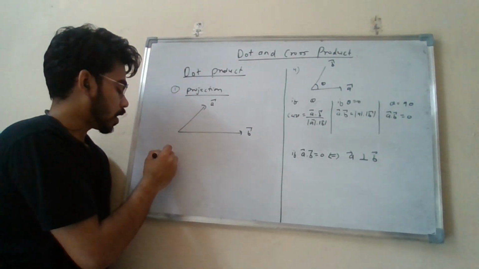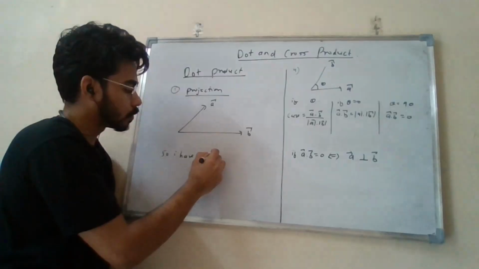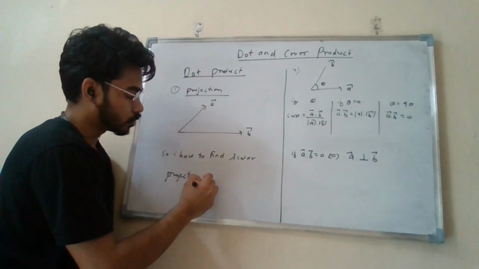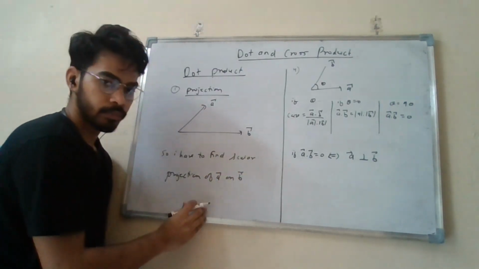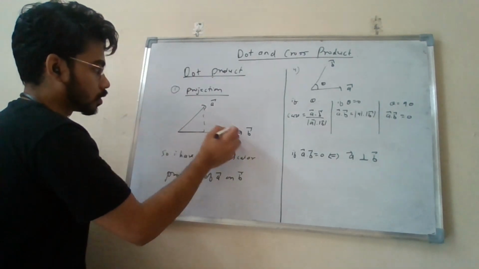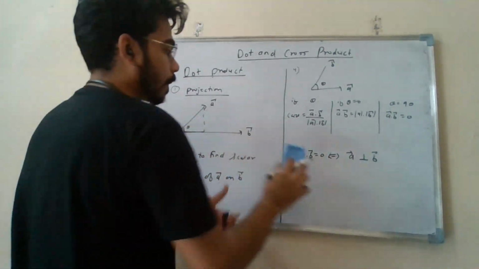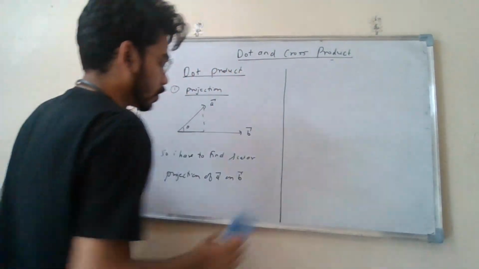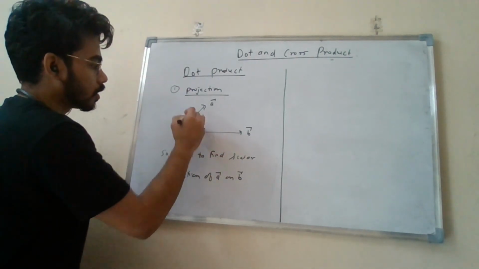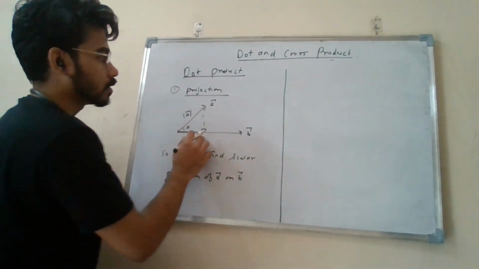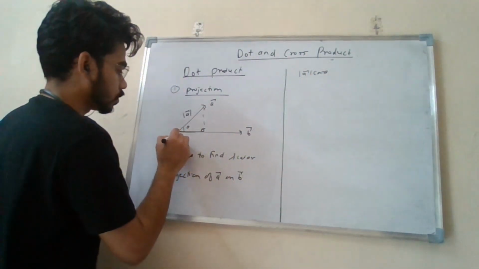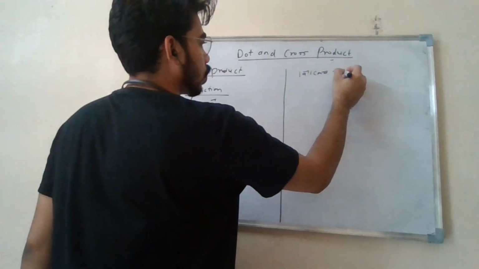So I have to find the scalar projection of A vector on B vector. Means we have to find this length. We have to find this length. So these two vectors are there. This theta is given. So in the right angle triangle, this is my perpendicular. This is my mod A. Okay. So this length we can write as mod A cos theta. Suppose this is OA. So OA is mod A cos theta.